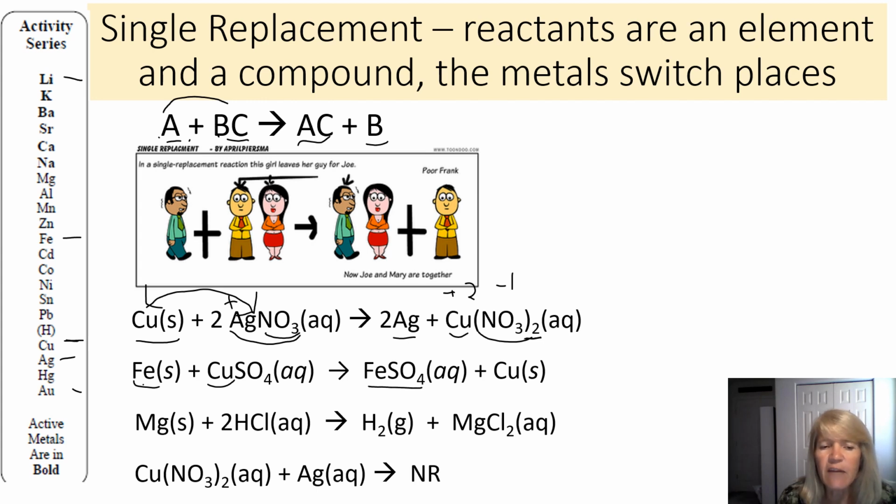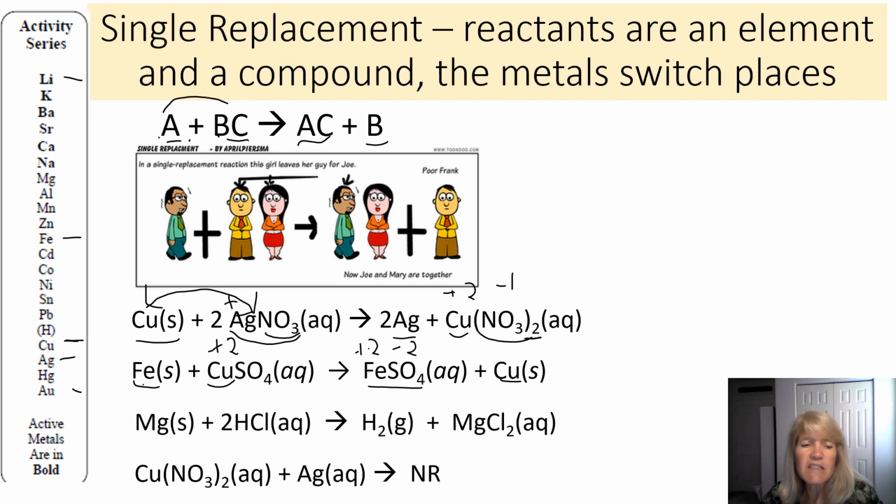All right, and again we balance the charges. The copper here was +2. The iron is also +2. Okay, so that's how you come up with FeSO4. Remember the SO4 is -2, and then the copper is all by itself. So single replacement, the metals switch places.